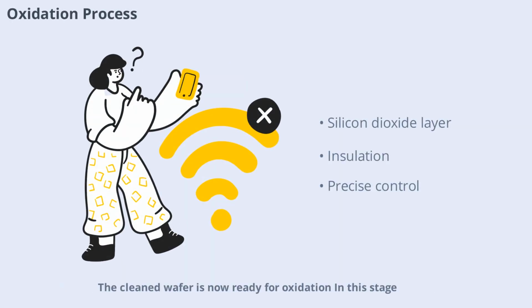The cleaned wafer is now ready for oxidation. In this stage, the wafer is exposed to oxygen at high temperatures, forming a thin layer of silicon dioxide on its surface. This layer acts as an insulator and is critical for building the tiny transistors that make up the chip. The oxidation process must be precisely controlled to ensure uniformity across the entire wafer.